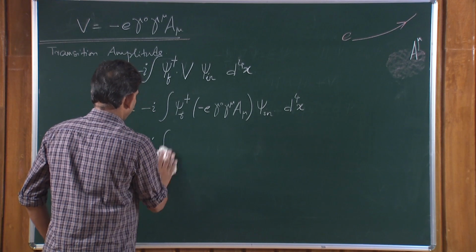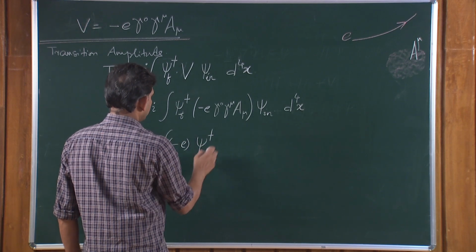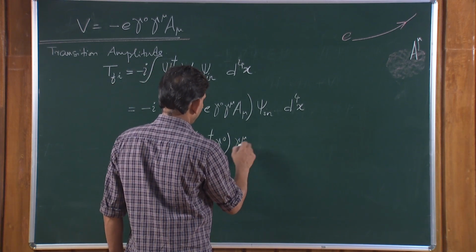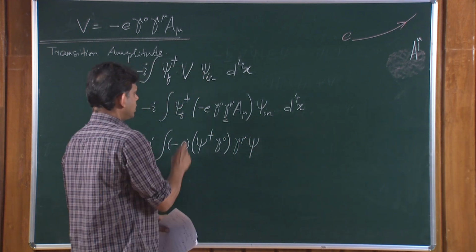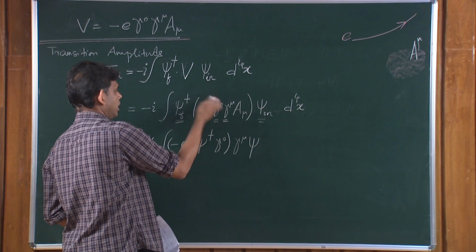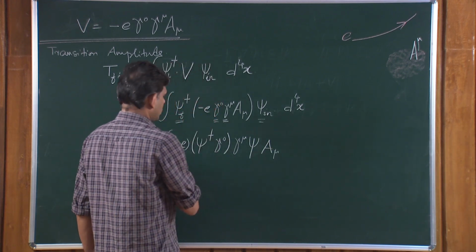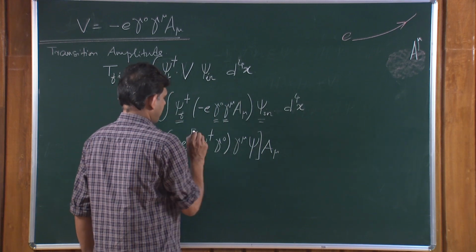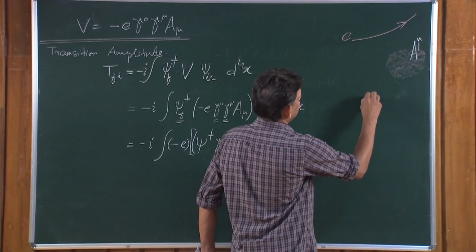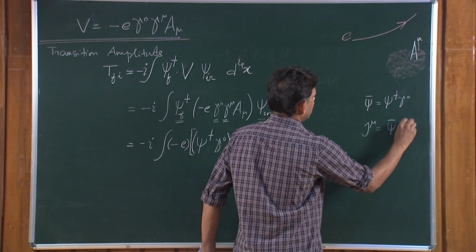So, let me do it this way. I have an integral, minus E psi dagger, then there is a gamma 0 and there is a gamma mu, and A mu I can take out. These are matrices in the Dirac space, but A is not, so A I can take out, E I can take out. So, I will be able to write it in this fashion. Okay, this is what I have. But I know psi bar is equal to psi dagger gamma 0, and j mu is equal to psi bar gamma mu psi.